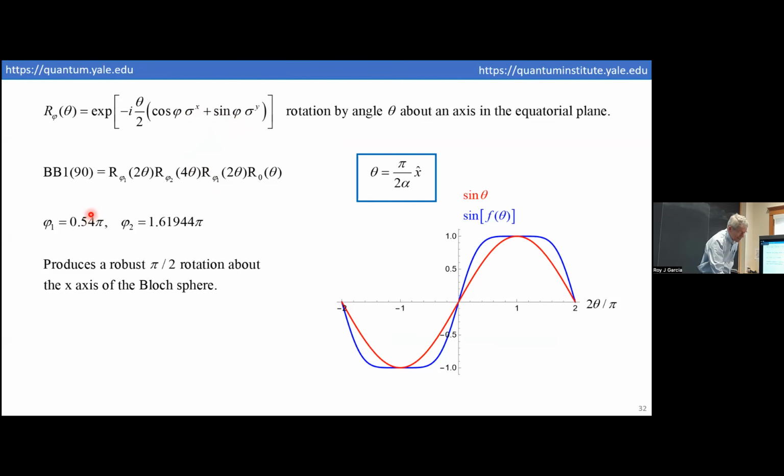And if you choose these magic angles here, then I'm going to plot sine of the actual rotation angle. The red curve is sine of theta, and the blue curve is the sine of f of theta, the angle that I get with this composite sequence. And you can see it's extremely flat top, that it's very robust against errors in theta. It still produces a rotation very, very close to pi over 2. Okay. And these tricks have been known for many years in NMR, going back way even before Twin Paris.